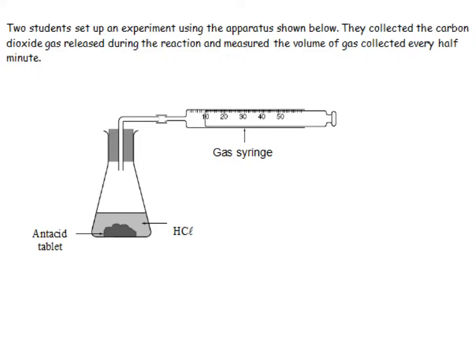Students set up this experiment using the apparatus shown. They collect the carbon dioxide gas released during the reaction and measure the volume of the gas that they collect every half a minute. So it's an antacid tablet with hydrochloric acid. The results of the experiment have been given by the graph to show the volume of gas produced over a period of time. It might be nice if this graph had a 0 on it, but they don't. Notice that my time's in minutes. At what time did it reach completion? When did I get a flat line? I got a flat line at 5 minutes.